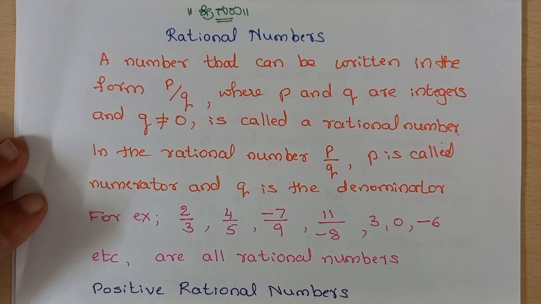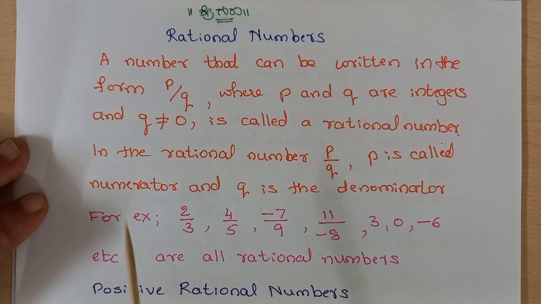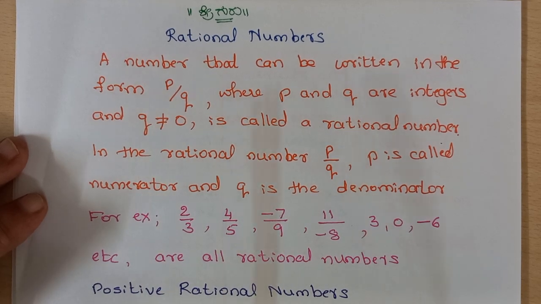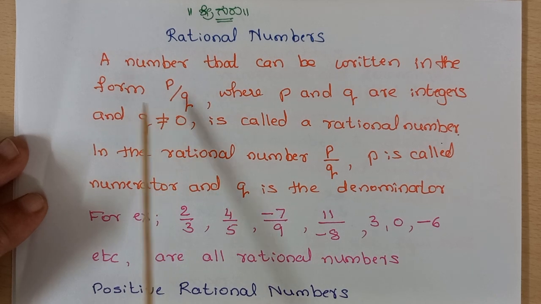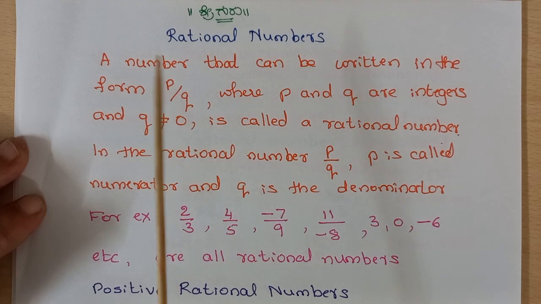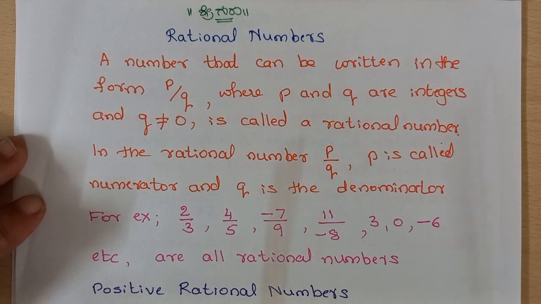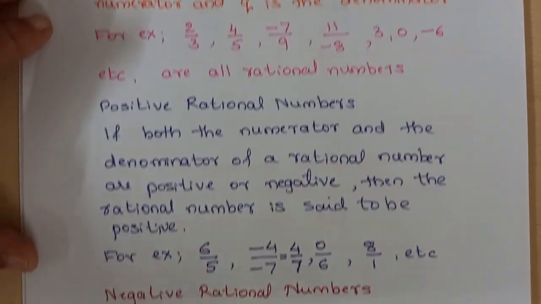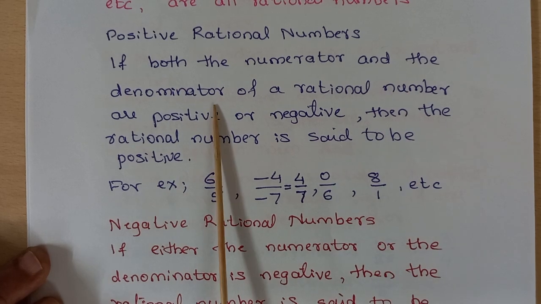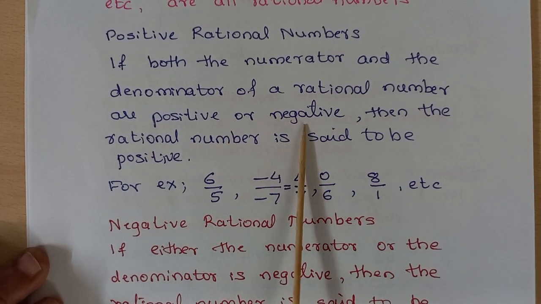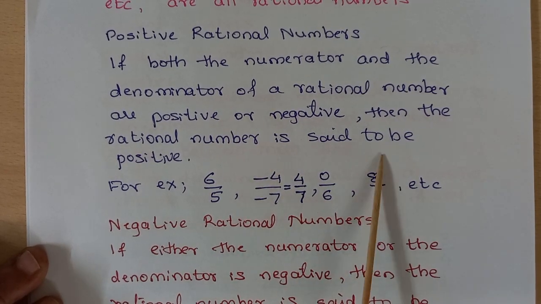These are all rational numbers. Now we study what are positive rational numbers, because we defined a rational number as the number of the form p by q, where p and q are integers. It means p can be negative or positive, q can be negative or positive. So what are positive rational numbers? If both the numerator and the denominator of a rational number are positive or negative, then the rational number is said to be positive.